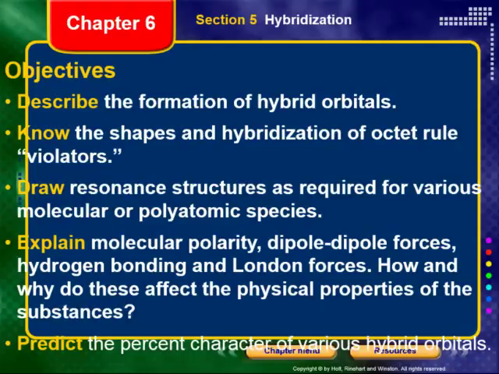Let's go over the objectives for this lecture. First, I want you to be able to describe the formation of hybrid orbitals. Know the shapes and hybridization of octet rule violators, and draw resonance structures as required for various molecular and polyatomic species. And explain molecular polarity, dipole-dipole forces, hydrogen bonding, and London forces. How and why do these affect the physical properties of substances? And lastly, predict the percent character of various hybrid orbitals. Now, it sounds like a lot. It's pretty interconnected, so let's get started.